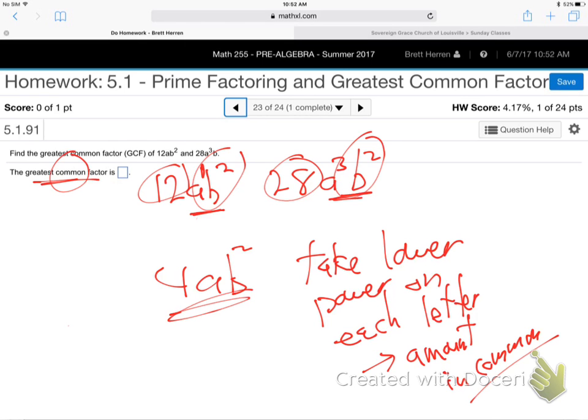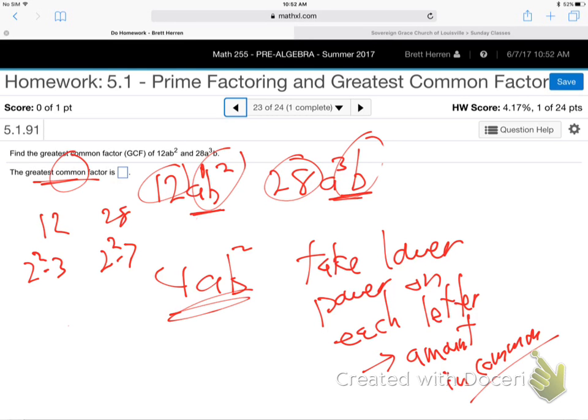If you did it the factoring way, 12 would be 2 squared times 3, and the 28 would be 2 squared times 7. Okay, and what do they have in common? 2 squared, which is 4. Yeah, so either way, it'll work out the same.